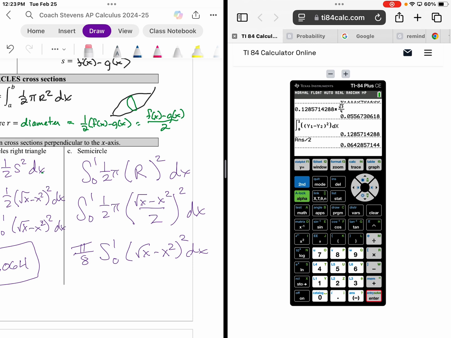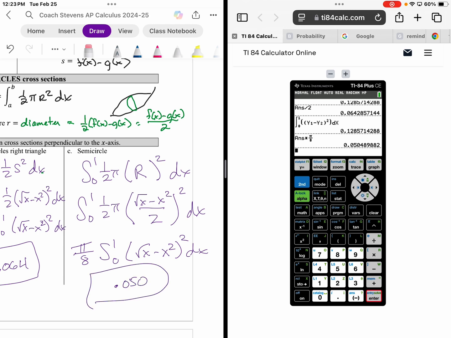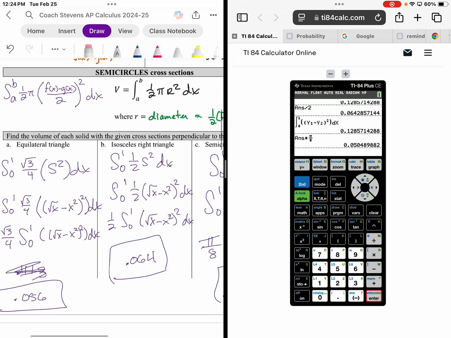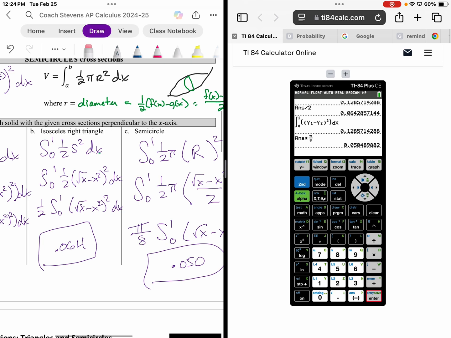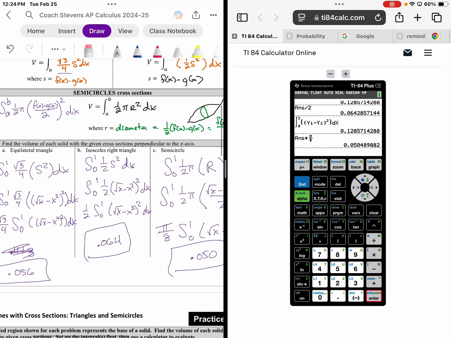So again, I can actually go back and copy this answer, this equation. Yeah, I can use that answer. Then I can multiply it by the fraction pi, which is this button, over 8. And then I get that answer. So it looks like the semicircle one is pretty close to the equilateral triangle one in volume. I mean, really, they're all close together.